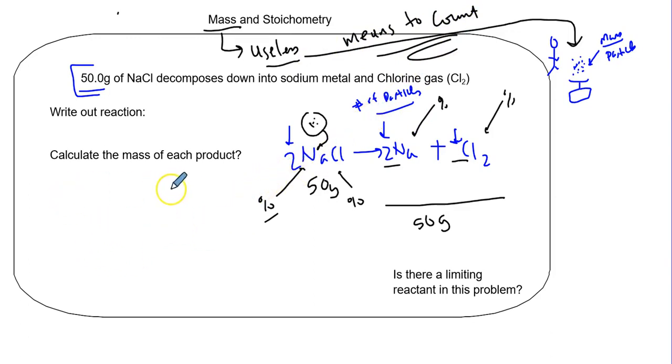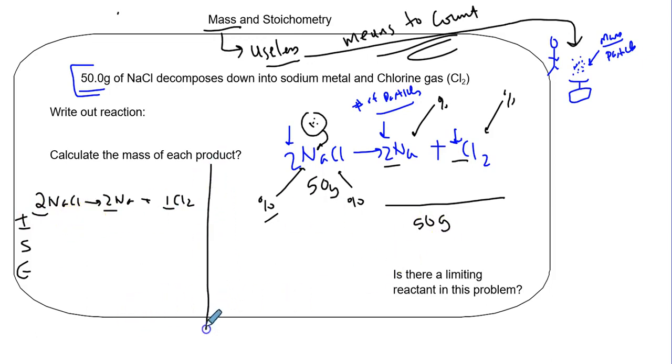Calculate the mass of each product. How does that work? Well, I'm going to get myself a clean formula here: 2 NaCl goes to 2 Na plus 1 Cl2. Initial stoichiometric ratio. And again, the main thing is that you have to realize this table is working with numbers of particles in this ratio. I cannot put grams in here. That's the biggest error right there.